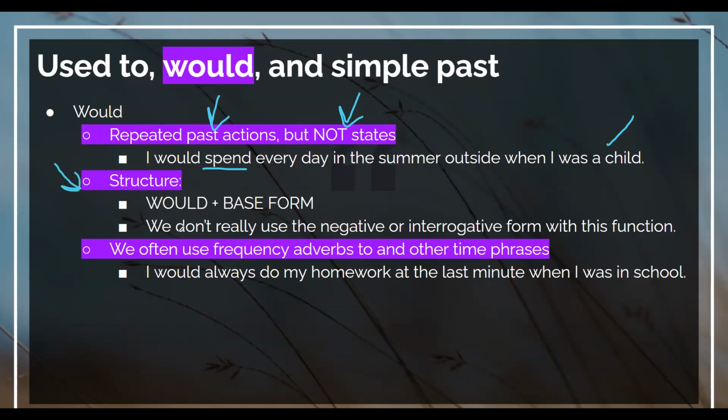Now structure. It's mostly only would plus the base form. We don't really use the negative forms or the question forms with this function. It's just not very common when we talk about the past. So you can just focus on this.